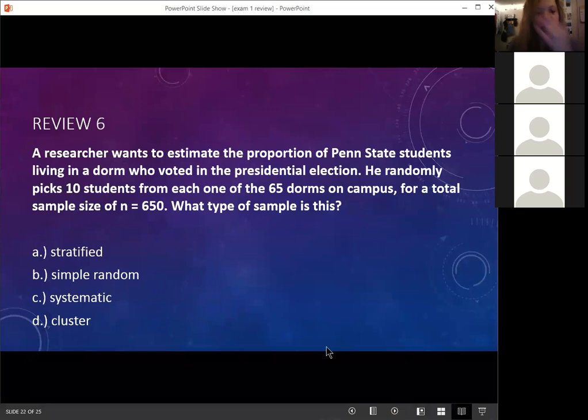Okay. All right, this one says, we have a researcher who wants to estimate the proportion of Penn State students living in a dorm who voted in the presidential election. He randomly picks 10 students from each one of the 65 dorms on the campus for a total sample size of n equals 650. So what type of sample did they take here?